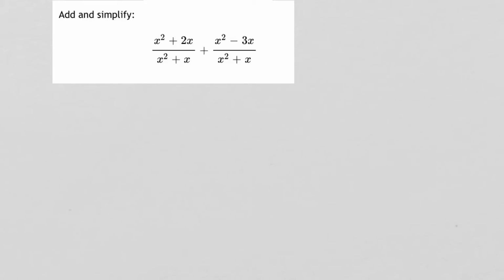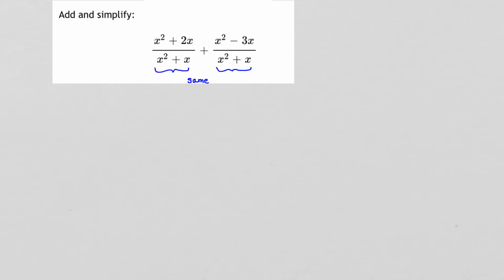We are asked to add and simplify two rational expressions. The nice thing about these two rational expressions is that we take note that the denominators are the same. Notice the first denominator and the second denominator are both x squared plus x. And because they're the same denominators, that really helps out our problem.